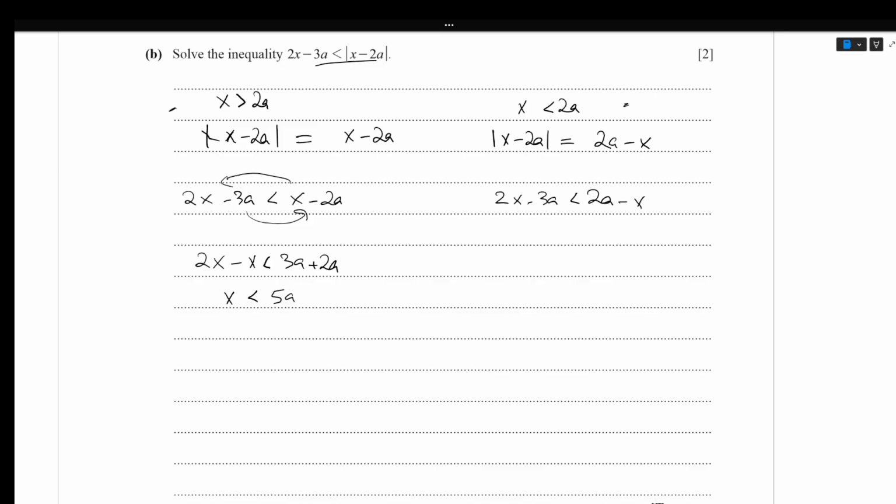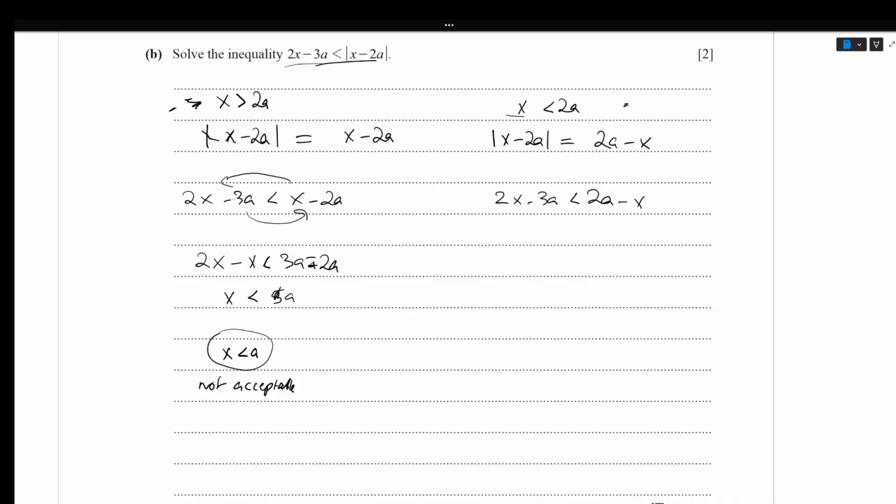Or I should say, 2x minus 3a is less than x minus 2a. That gives x less than a. This is saying that for the region when x is more than 2a, I should have x less than a to have an answer to this inequality, which is not acceptable. We can just ignore it.